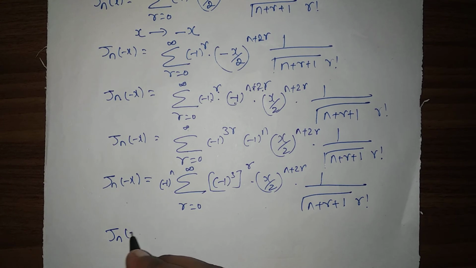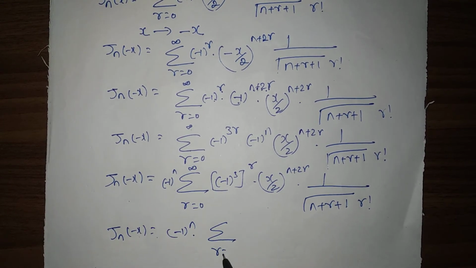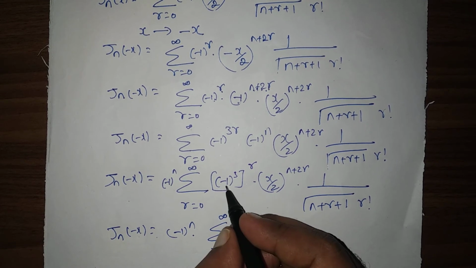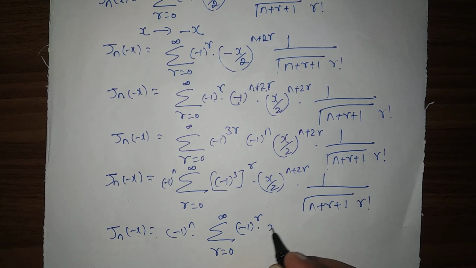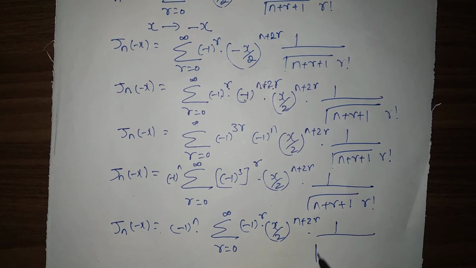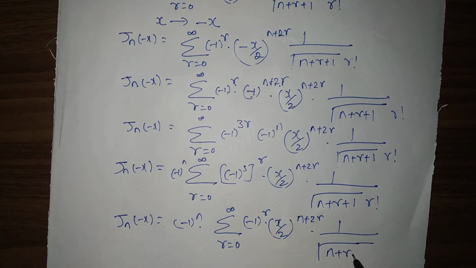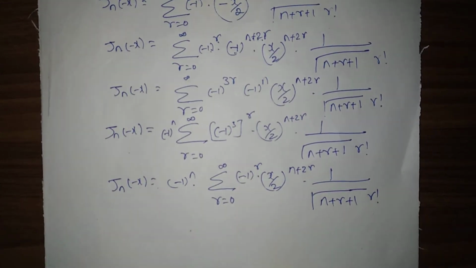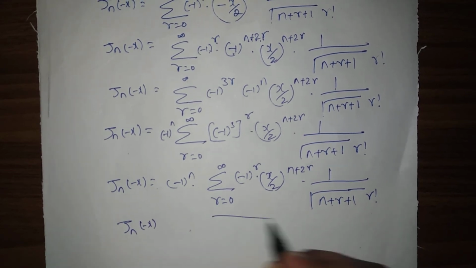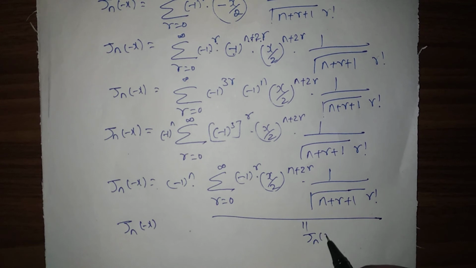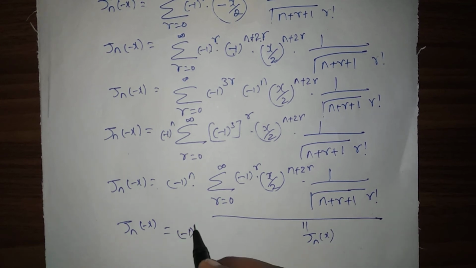Or finally you can write this as minus 1 to the power of n into summation r varies from 0 to infinity. Minus 1 to the power of 3 is minus 1 only. So it is minus 1 to the power of r, x by 2 to the power of n plus 2r, 1 divided by gamma of n plus r plus 1 into r factorial. If you just observe this, this is nothing but Jn of x. So minus 1 whole to the power of n into Jn of x.